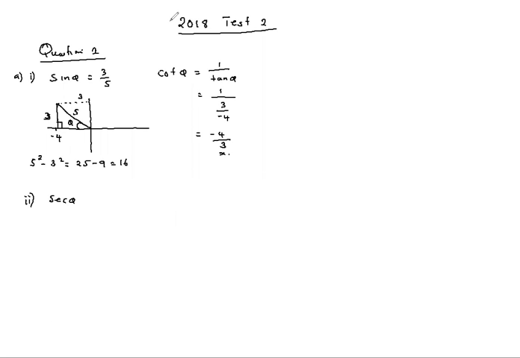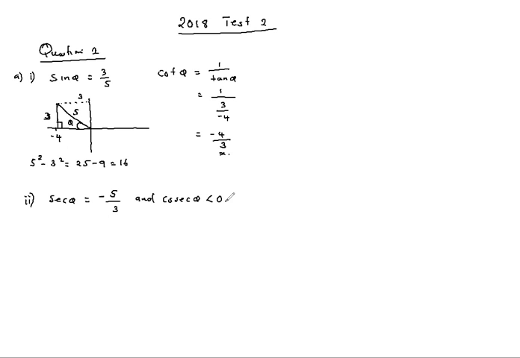Okay, then the other one we have: sec theta is equal to -5/3 and cosec theta is less than 0. Find the value of tan theta. Now, if cosec is less than 0.